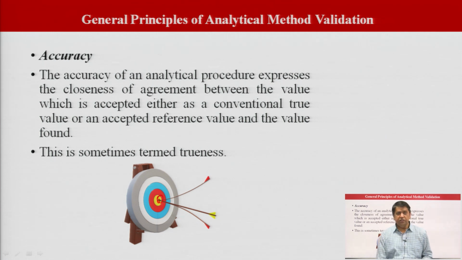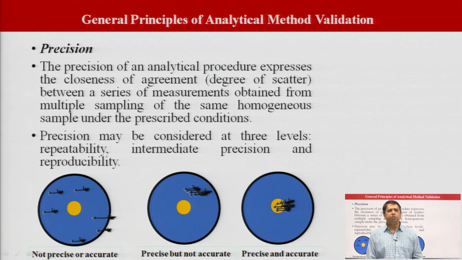In the same way, every analytical method should be accurate enough, or it should show the true value of the analyte, and that is accuracy. That is why it is also sometimes termed the trueness of an analytical method. I hope you have understood what accuracy is. Now, the next thing is precision.